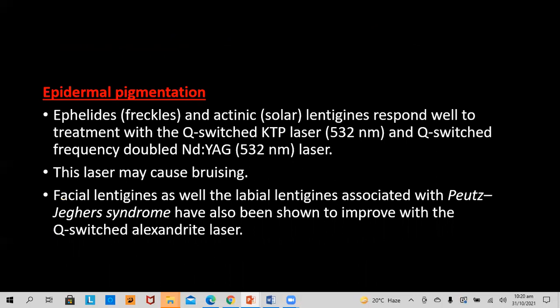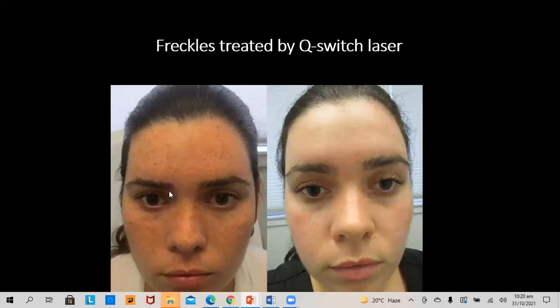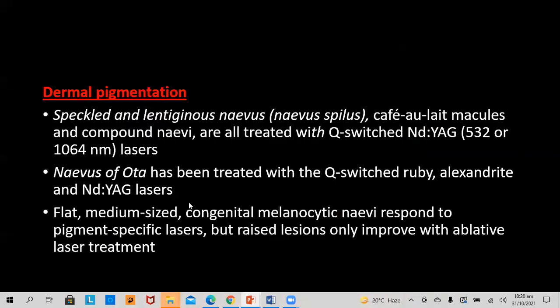Epidermal pigmentation. Freckles and actinic or solar lentigines respond well to treatment with QSwitched KTP laser 532 or QSwitch frequency doubled laser 532. These lasers can cause bruising, and facial lentigines as well as the labial lentigines associated with Peutz-Jeghers syndrome have been shown to improve with QSwitch Alexandrite lasers. These are the freckles that are treated by QSwitch laser.